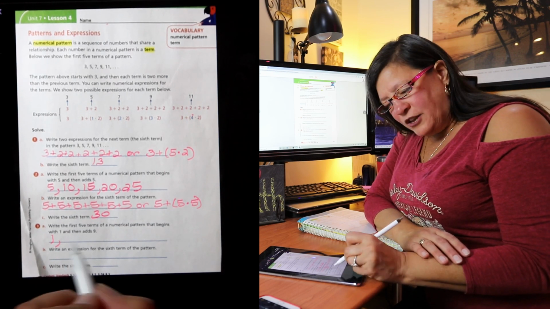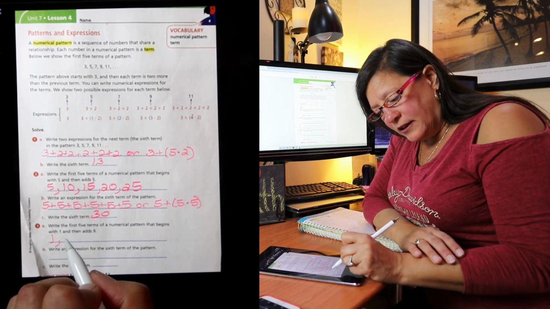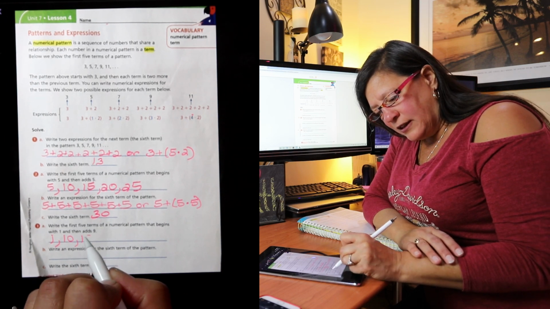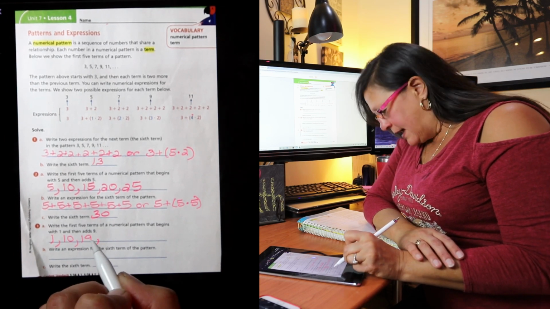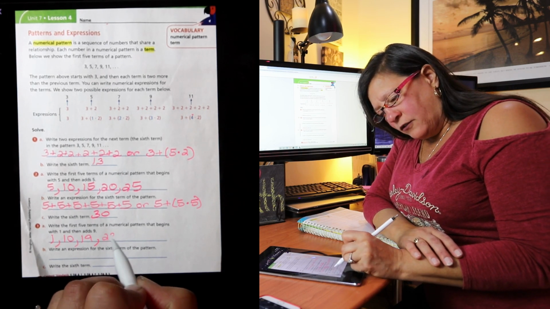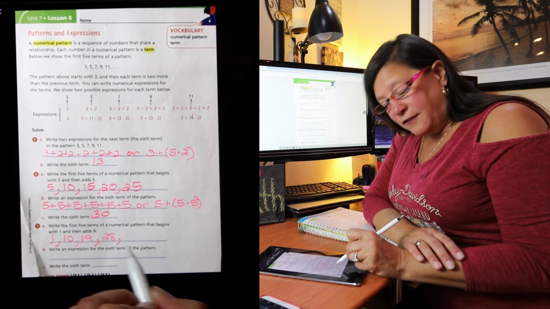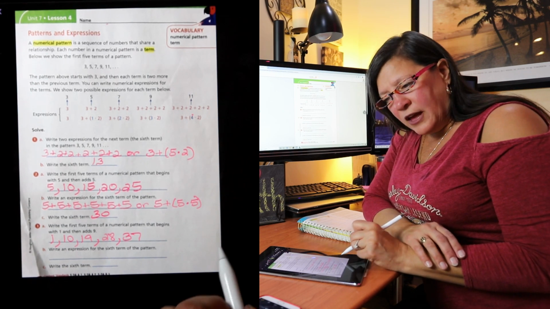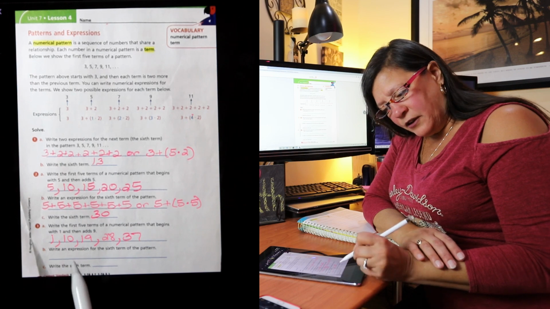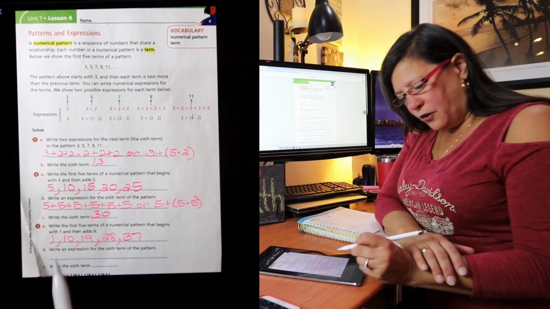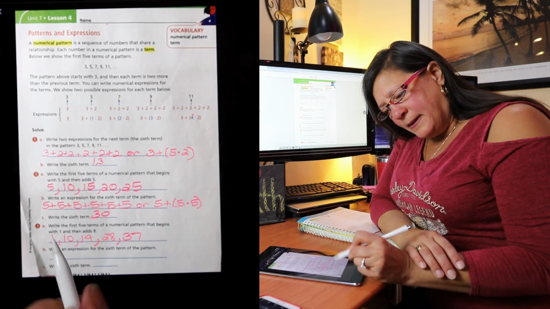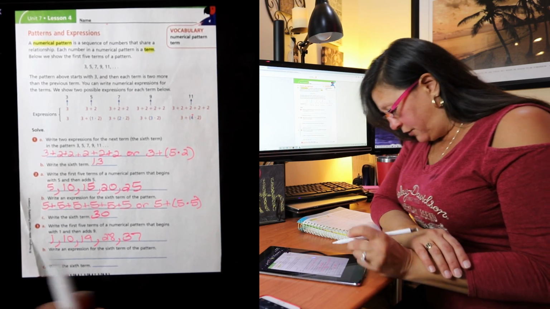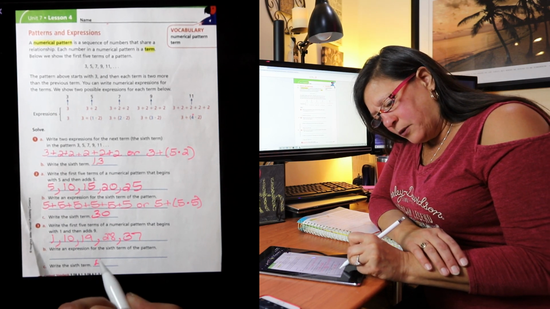So if you start with 1 and you add 9 to 1, you get 10. If you add 9 to 10, you get 19. Add 9 to 19, 28. Add 9 to 28, 37. Okay? And you can do that off to the side if it doesn't come just to your head. Okay, then B, write an expression for the 6th term. Well, if we added 9 to 37, the 6th term would be 46.